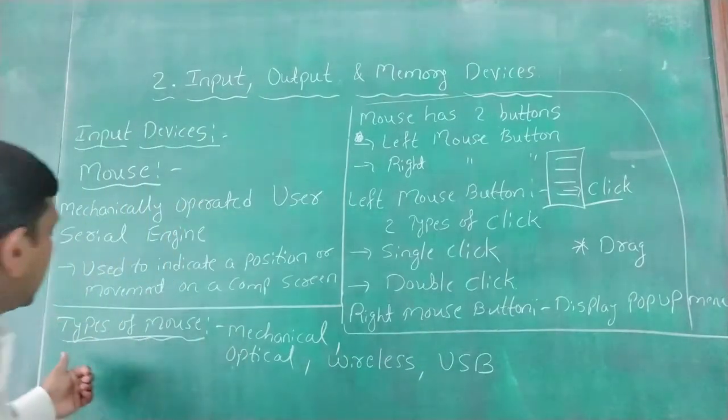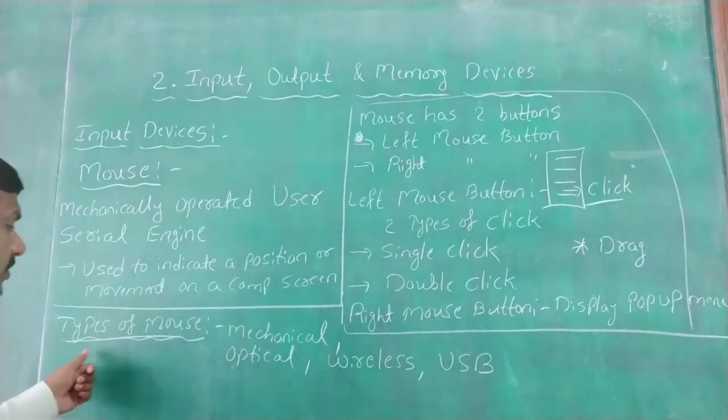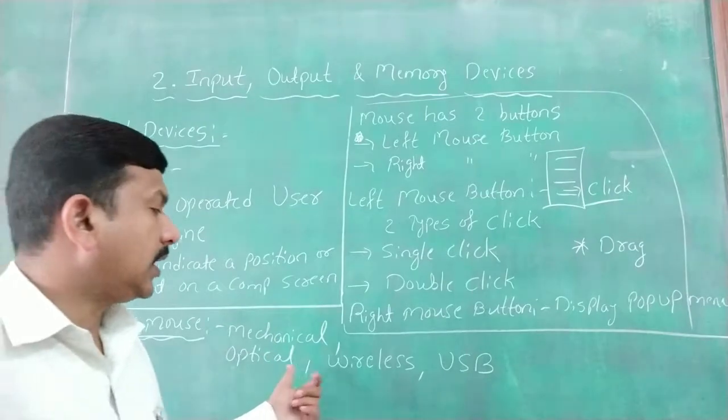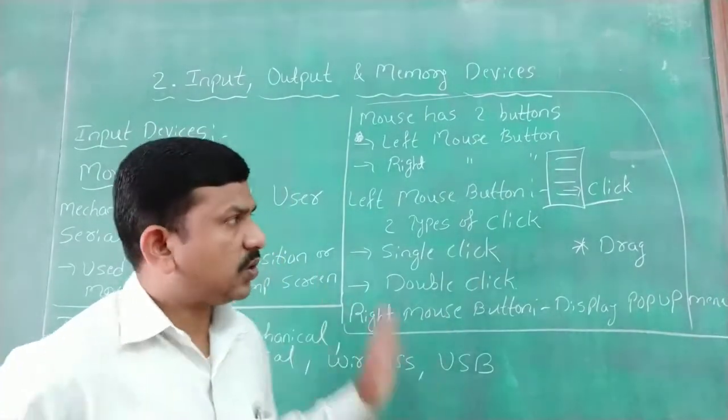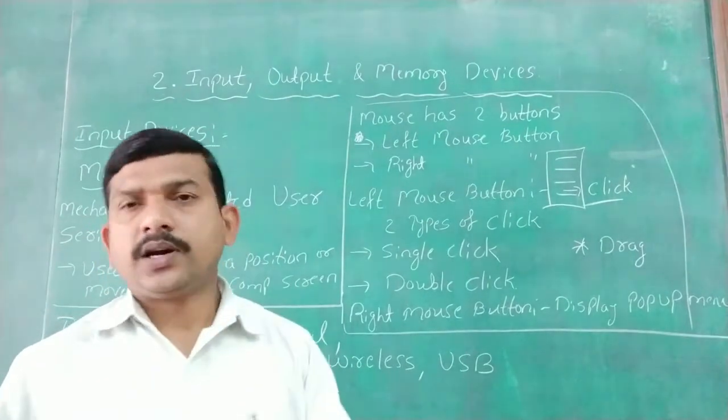And last we discussed types of mouse. So in types of mouse, mechanical, optical, wireless and USB. Is it clear? So just go through once again and try to understand.